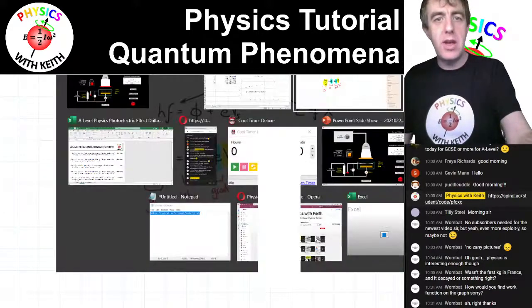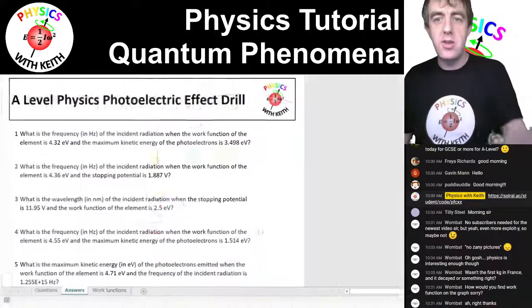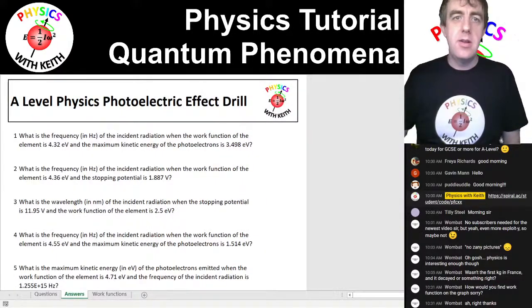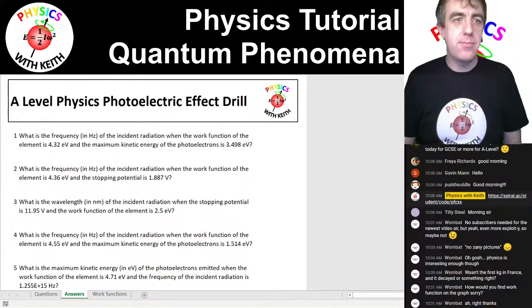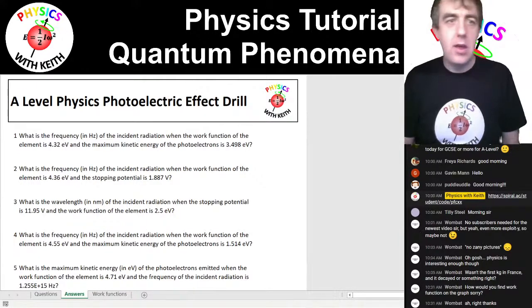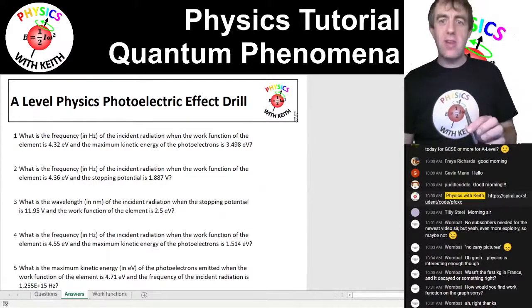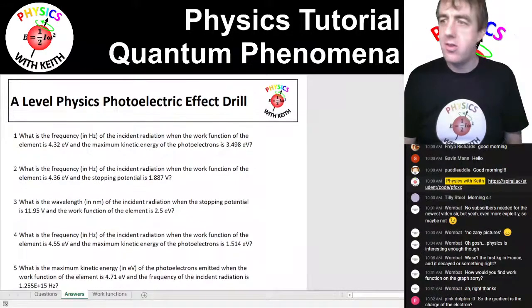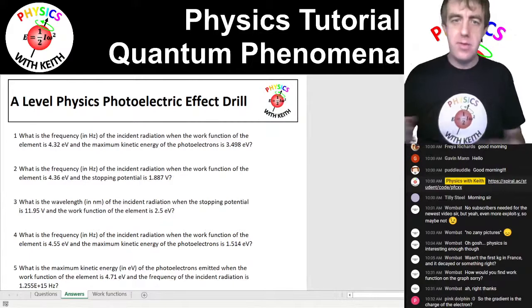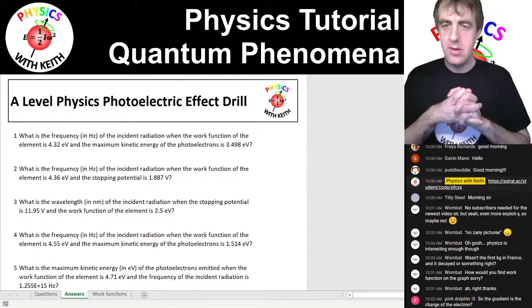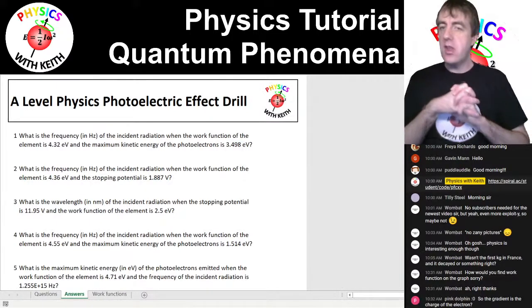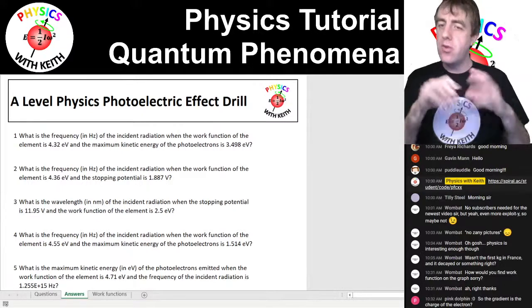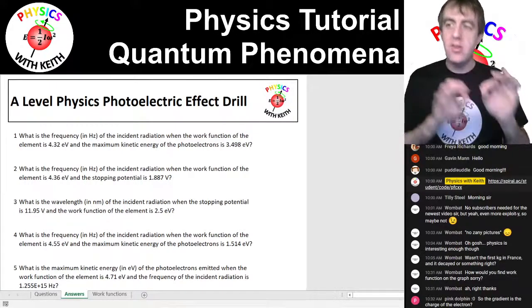Probably made it more complicated than it needed to be. I should have just done it in SI units, but there we go. I did it. It's done. I have to make my peace with that. So that should be on top. There we go. Right, so here are the questions. The gradient was the charge on the electron. The gradient was the unit of charge.